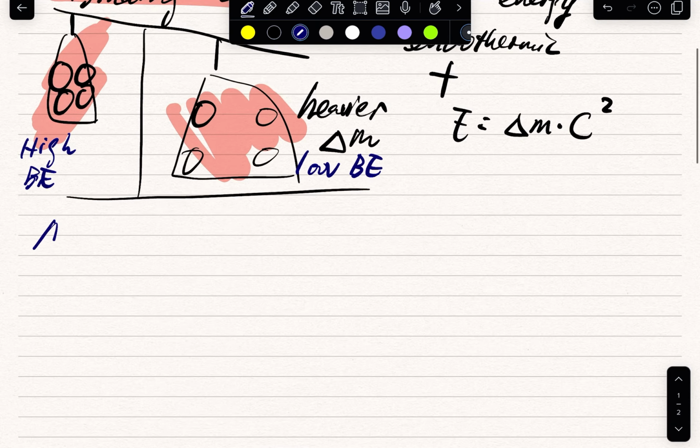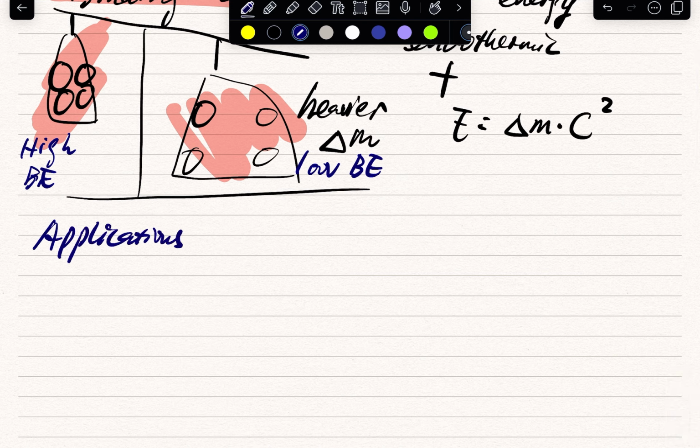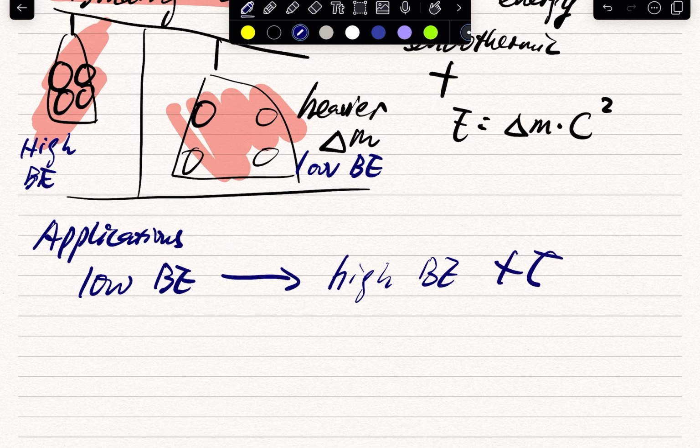So we want to take advantage of this energy. So the application, we're going to learn two applications, and they're both based on the idea that we want the reactant to be low binding energy atoms and then go to the high binding energy products so that energy is released. It's an exothermic reaction, right? Okay, perfect.